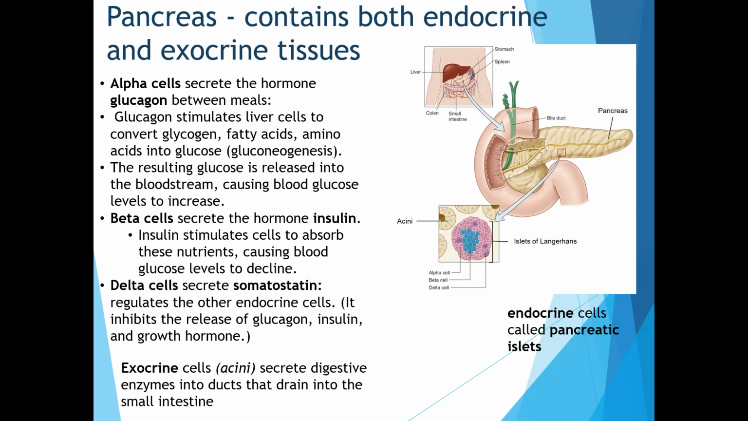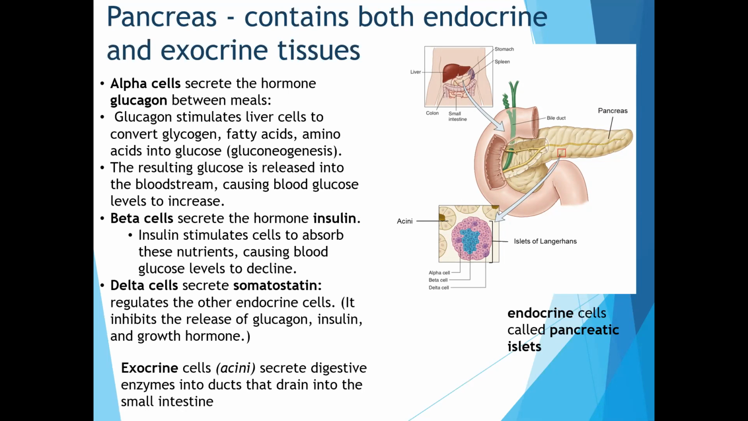So the pancreas has a few different types of cells. We have alpha cells. This secretes the hormone glucagon between meals. Glucagon causes liver cells to convert glycogen into glucose. Between meals, we don't have energy regularly available. Because we don't have food right away, we're going to break down some of our storage to create glucose.